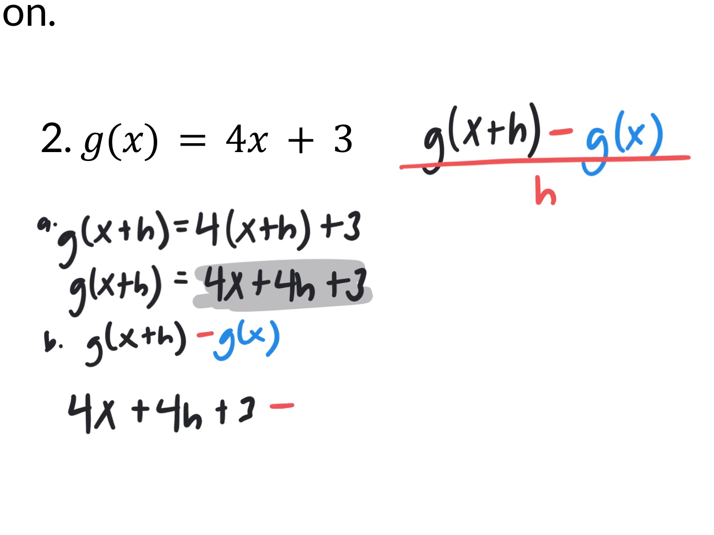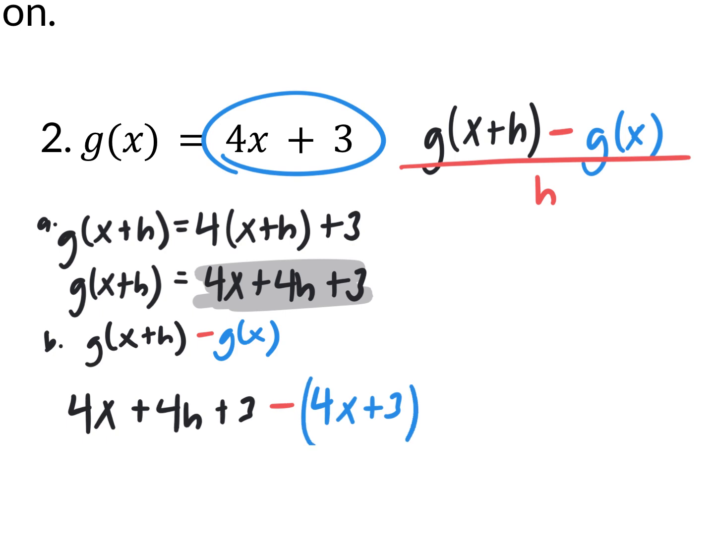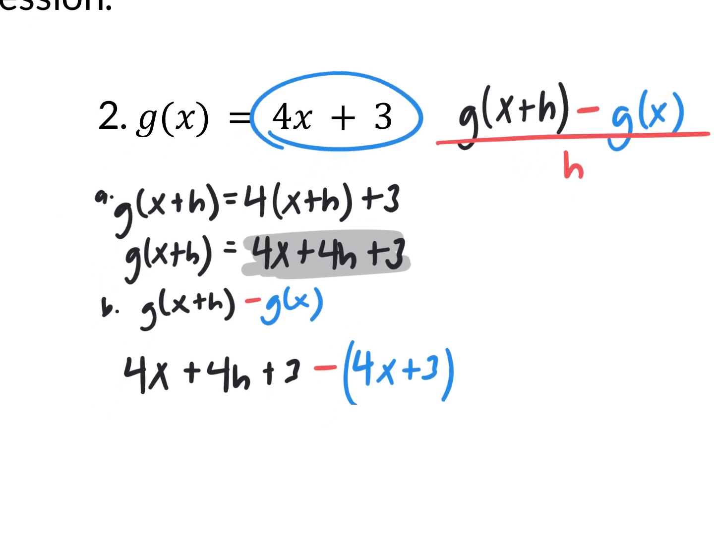What does g of x equal? 4x plus 3, right? So I'm subtracting 4x plus 3, and this is where people make mistakes because I'm subtracting the whole function of 4x plus 3. So what do I need around the 4x plus 3? Parentheses, okay? I have to have parentheses around that function that I am subtracting.